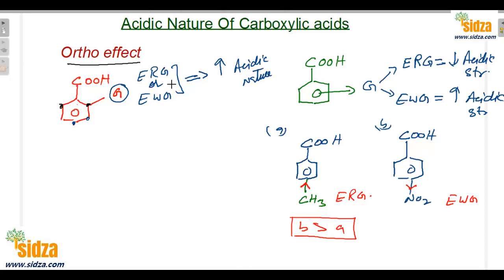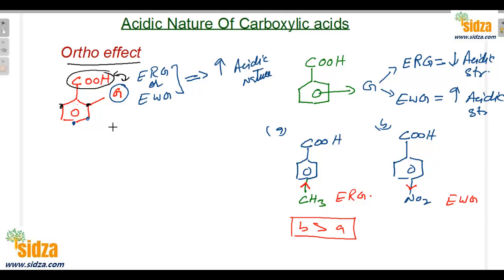Why should it increase the acidic nature? As I said, the stability of the conjugate base determines the acidic nature. Here, due to steric repulsion, steric inhibition, between the group at the ortho position and the COOH, due to the bulky size of the COOH, and if you attach one more group at the ortho position, there will be some repulsions due to the size. So they will repel each other. That will force the hydrogen to go out of the COOH group.